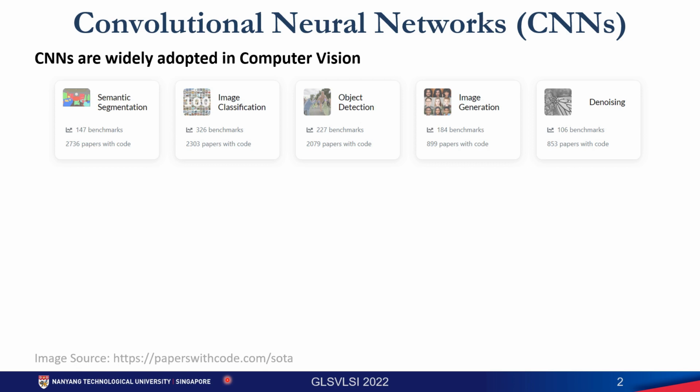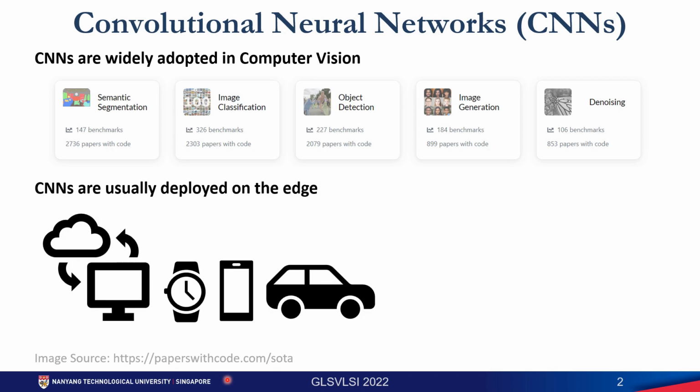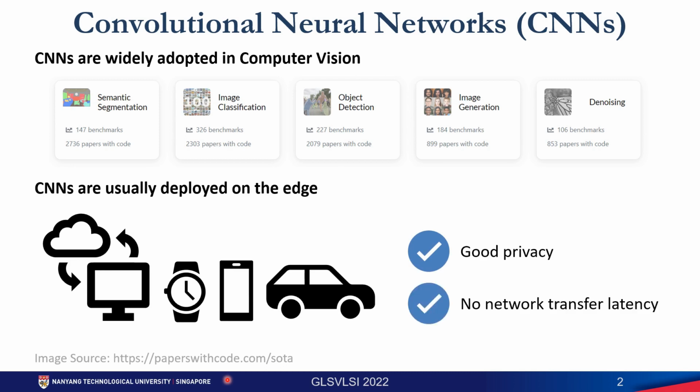Convolutional neural networks are widely adopted in computer vision applications. Instead of being deployed on the cloud, they are usually deployed on the edge to achieve good privacy and reduce the overall latency by removing the network transfer between the edge and the cloud.